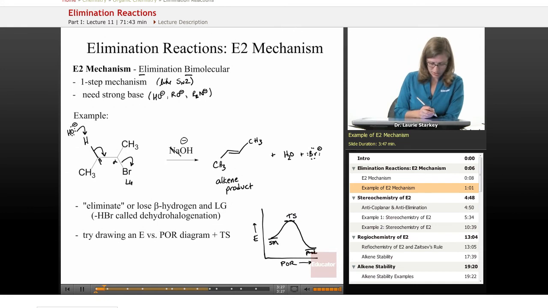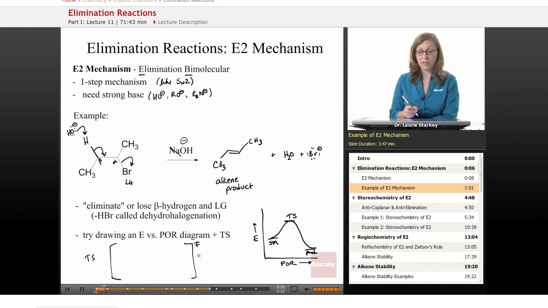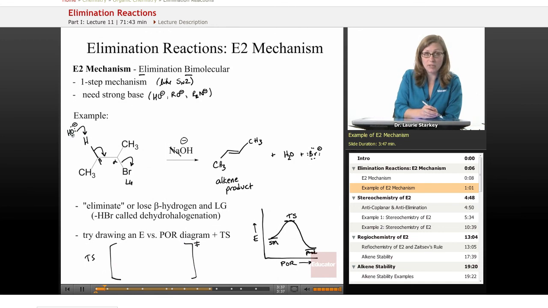And what does the transition state look like? The transition state has a lot of bonding changes taking place all in a single step. First of all, we're forming a new bond between the hydroxide and the hydrogen. So forming bonds we show as partial bonds in the transition state. We're also breaking this carbon-hydrogen bond. So breaking bonds we're going to draw as a partial bond in the transition state. Let me draw the rest of my carbon chain here.